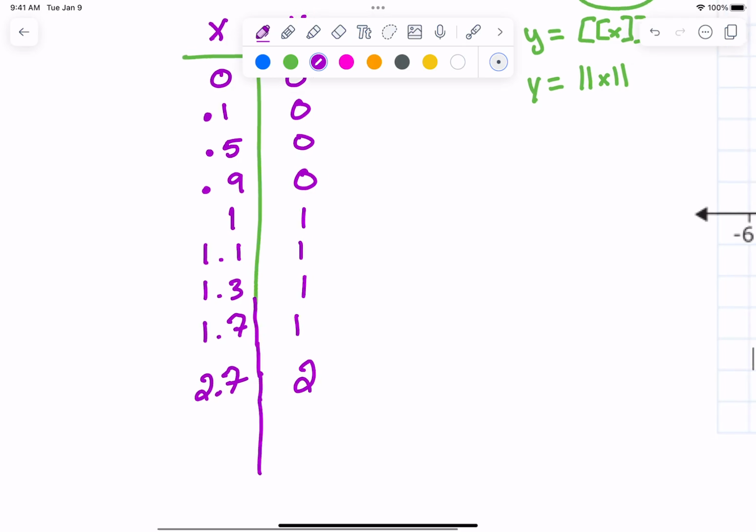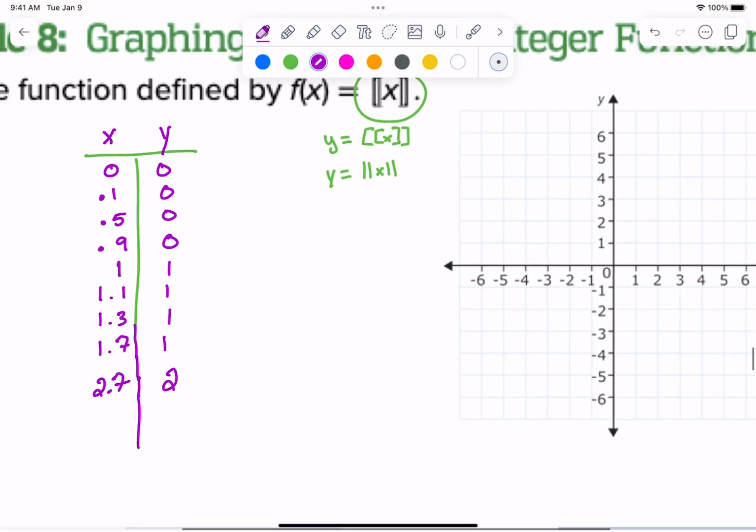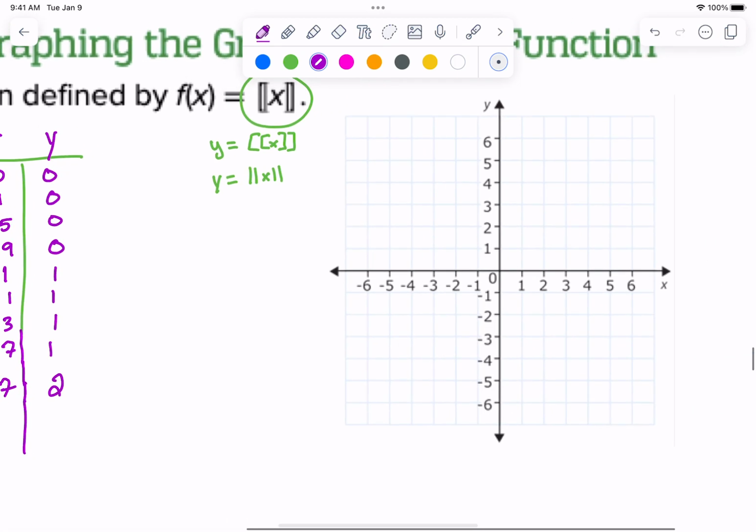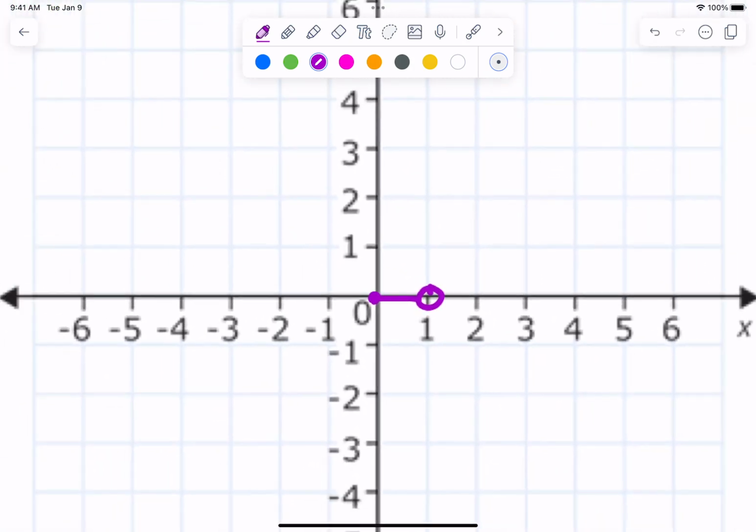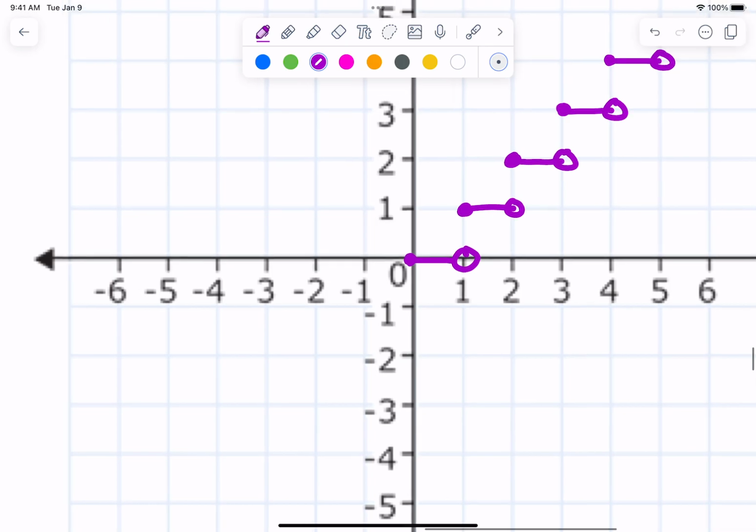Here's a scenario of when this would work. 0 is at 0, and then we go all the way over, and it is an open dot at 1 because that's when he bumps up to 1. And then he goes over and bumps up to 2, then 3, then 4. This is what the greatest integer function looks like, also in the negatives. He has an open circle on the right and a closed circle on the left.